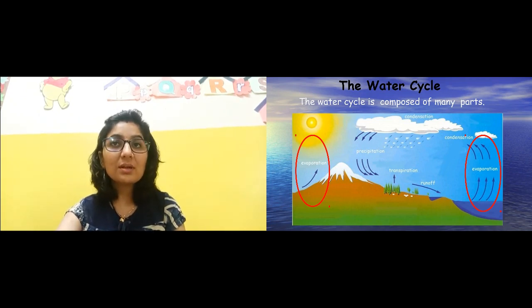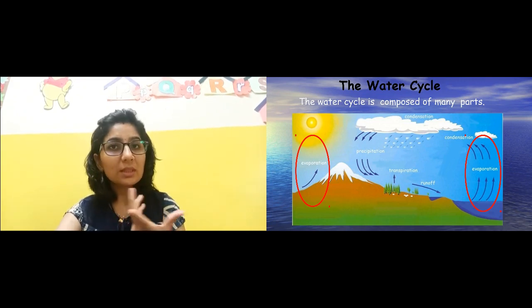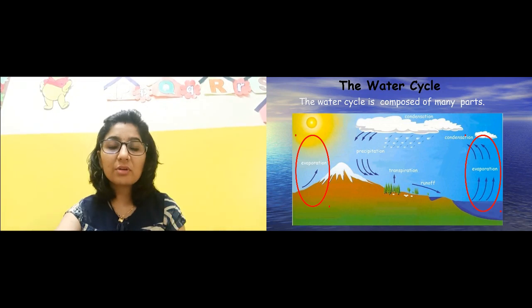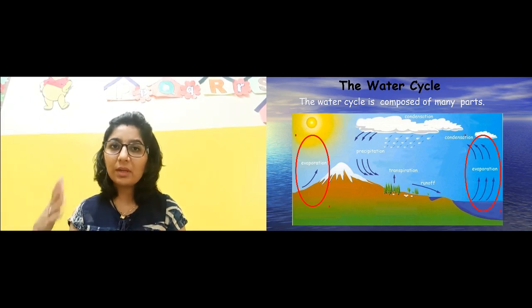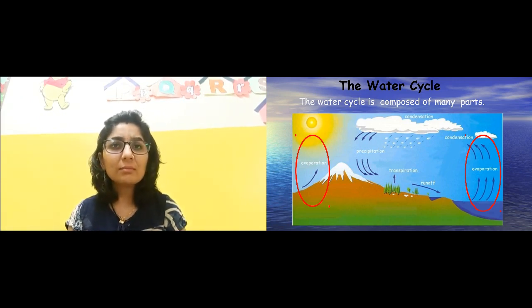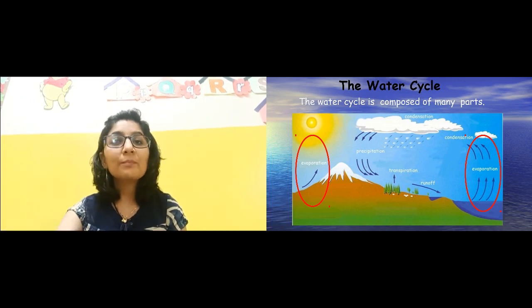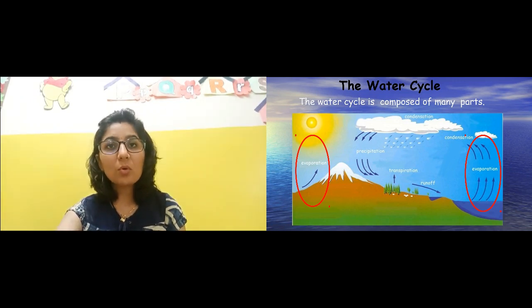As you can see in the diagram, evaporation takes place from the ground, wherever there is some water, and also from the sea, of course, the sea has so much water, and from the river and from the stream, whatever. So wherever water is there, it will be evaporated. Of course, how will it be evaporated? By the sun. By the heat of the sun the water will get evaporated, right? And the evaporated water will go up.